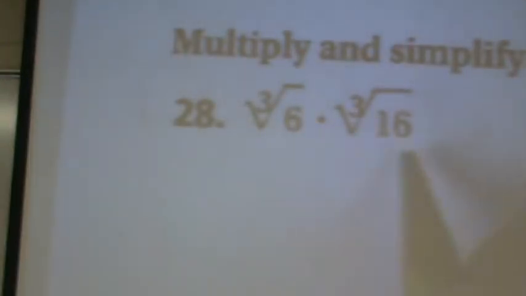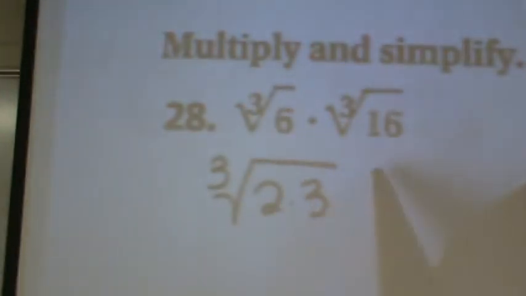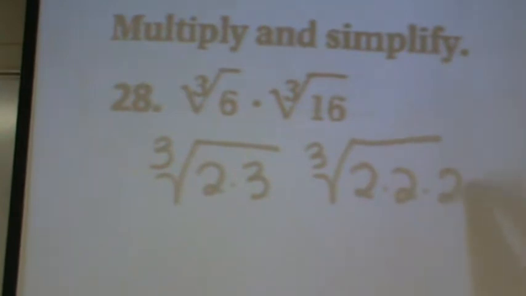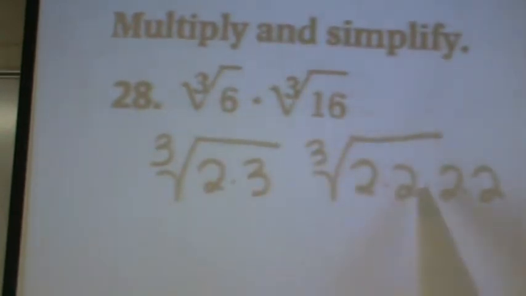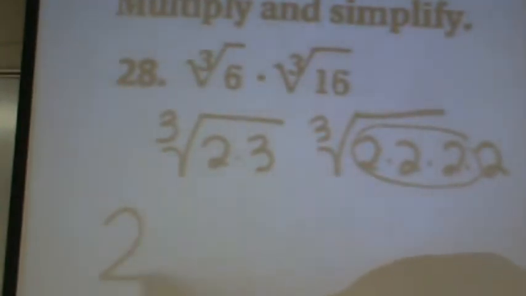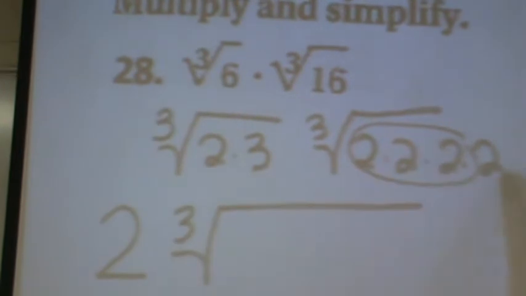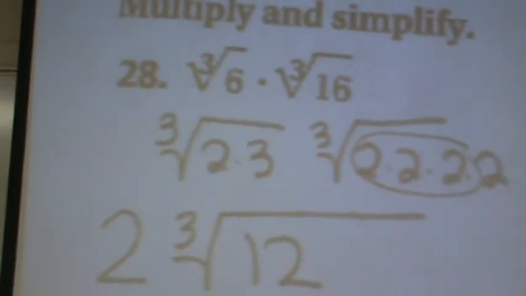28. We're multiplying so we can take 2 times 3 is 6. 2 times 2 is 4, times 2 is 8, times 2 is 16. So we're looking for 3 of a kind. So, well, there's 3 2's. So really what you have is 2 times the cube root of 6 times 2 is 12. That's it.